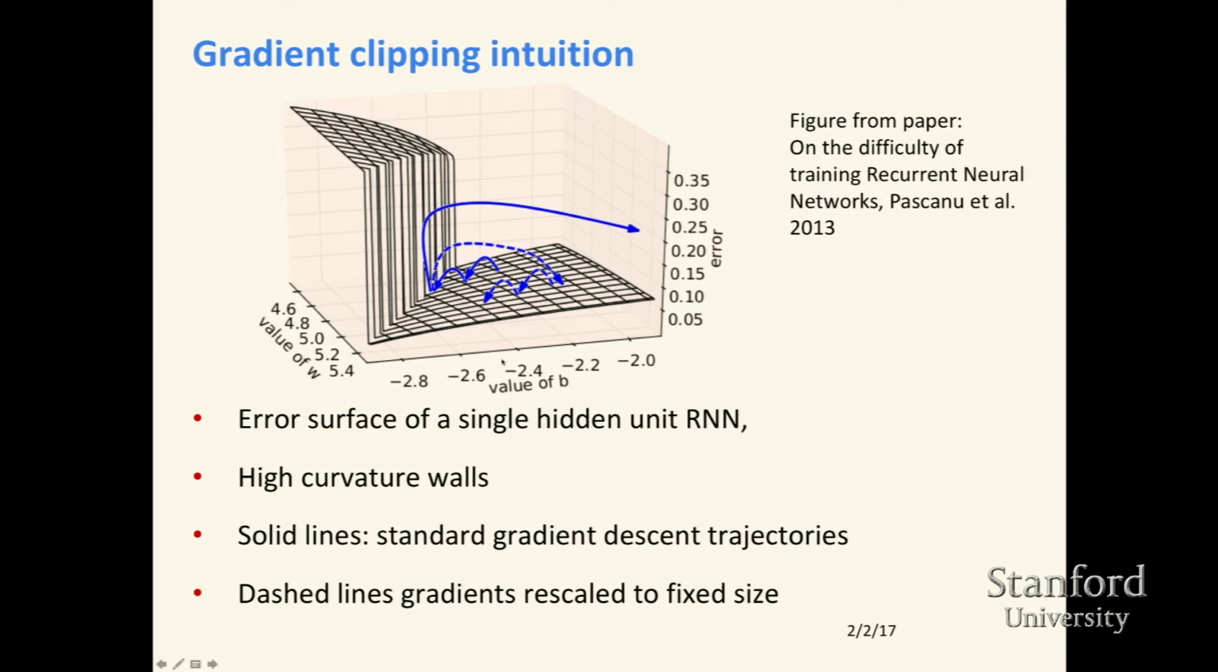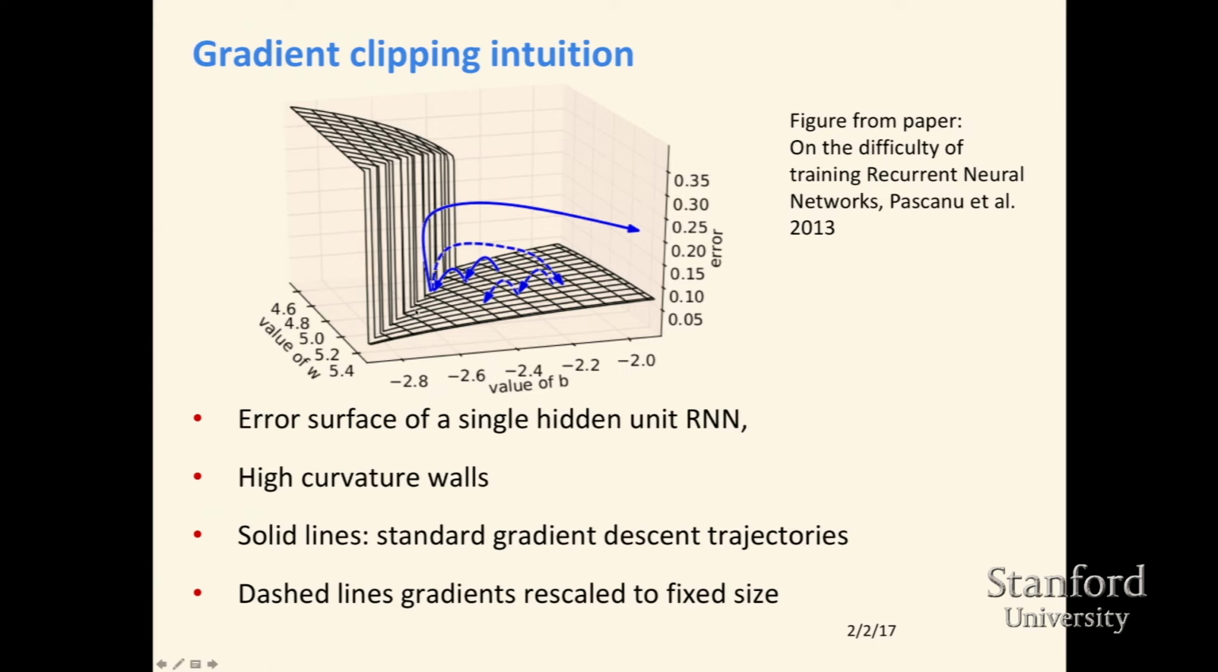Oftentimes we call this the error surface, or the energy landscape, the landscape of our objective function. And basically, you can see here the z-axis is the error that you have when you train this on a very simple problem. I forgot what the problem here was, but it's something very simple like keep around this unit, remember the value, and then just return that value 50 time steps later. Something simple like that.